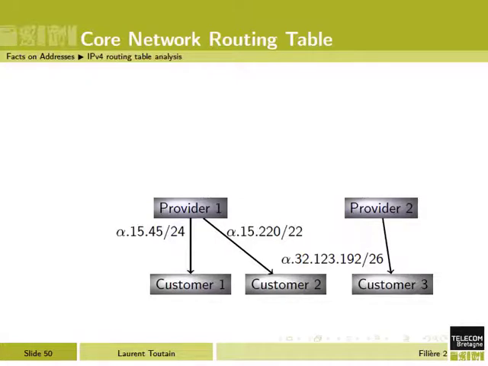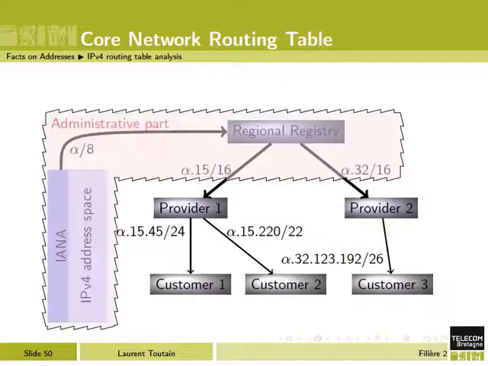So what are these regions? This is an administrative way to allocate addresses. Since more and more people wanted addresses, the poor secretary that allocated the addresses one by one was overloaded by the job. That's why administratively they created a tree. When a customer wants something, he asks his provider. When the provider doesn't have any resources, he asks his regional registry. And when the regional registry doesn't have enough resources, he asks IANA. So this way you have something that is more administratively manageable.